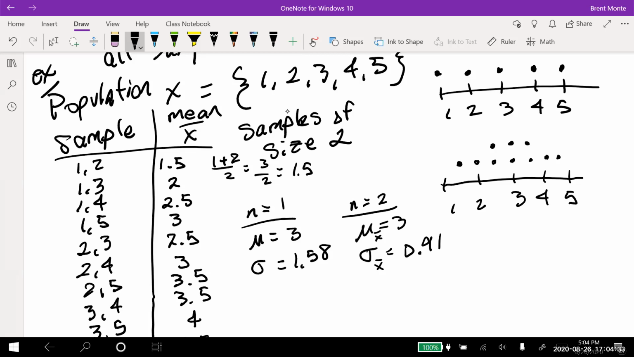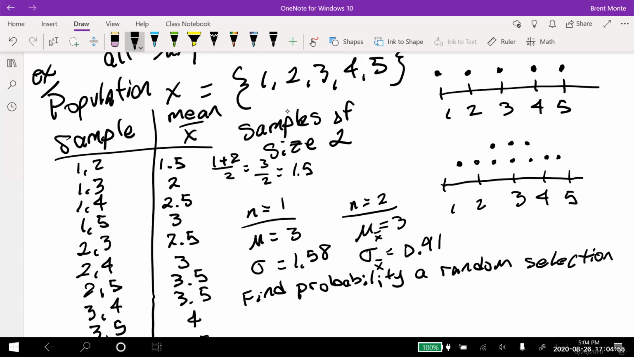All right, but let me show you something else that's kind of interesting. If I want to find the probability, let's say this, find the probability a random selection is within 1 of the true mean. And that was mu equals 3. All right, so let's see.